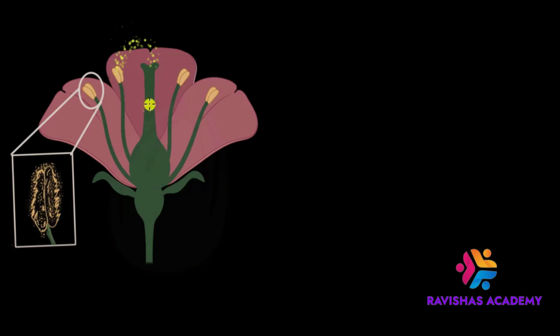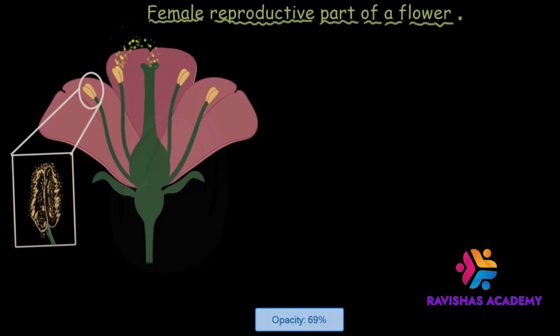Now, before we discuss in detail about fertilization and what all happens in fertilization, we need to first understand the female part. Okay, so in this video, we are going to talk in detail about the female reproductive part of a flower, and we call that part the pistil.